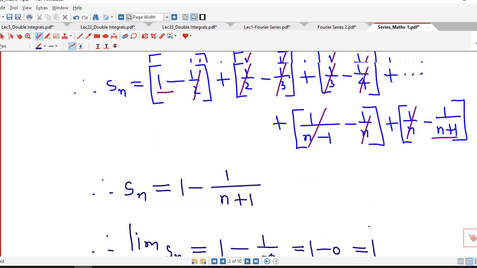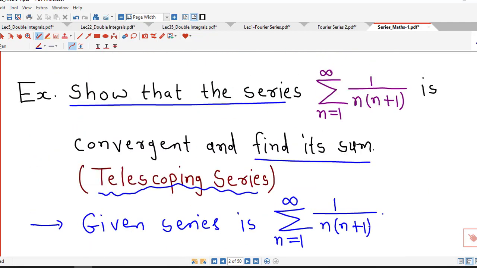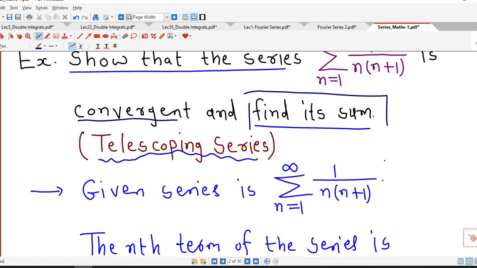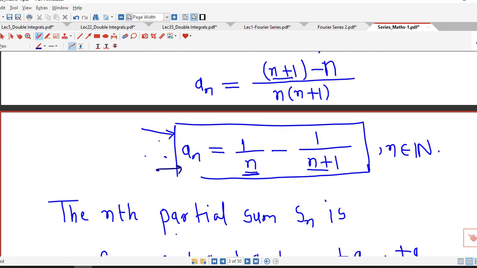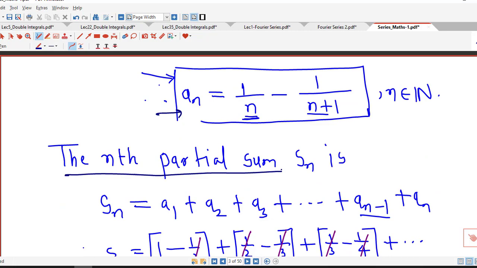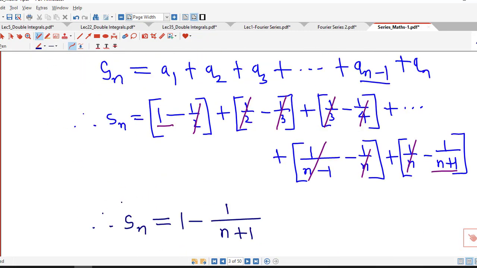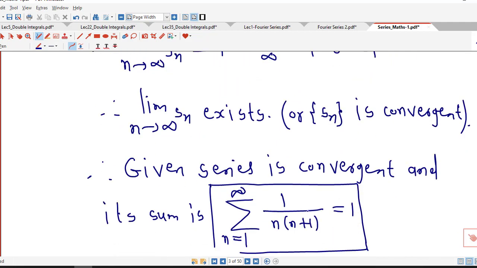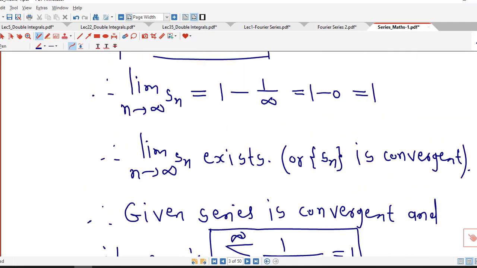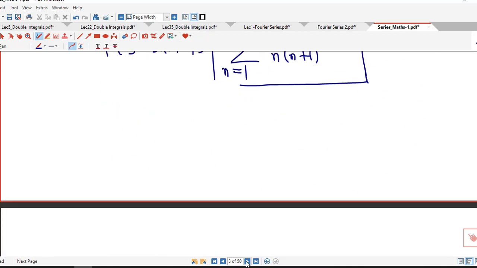So in this way we can use the definition of convergence of a series to prove that a given series is convergent, and we can decide its sum. What we have done is, we first wrote the nth term, we simplified the nth term, and then we found the nth partial sum, and we saw that the nth partial sum gets simplified so that we can easily decide its limit, and the limit of S_n exists. Therefore the given series is convergent and the sum of the given series is equal to the limit of S_n, which is 1. We consider one more example.